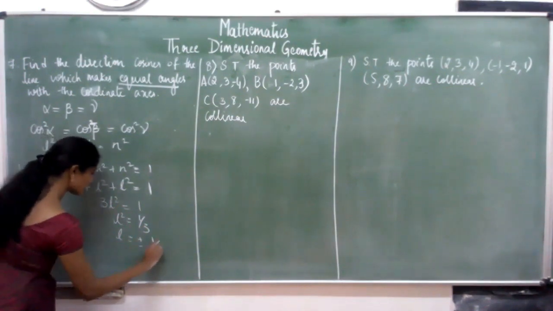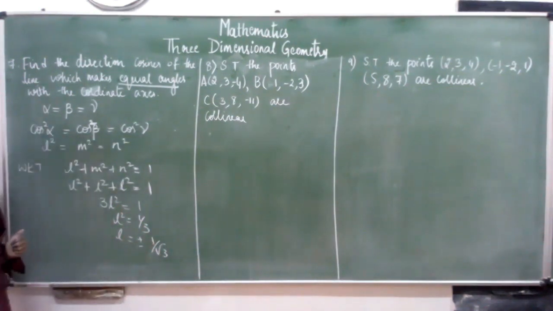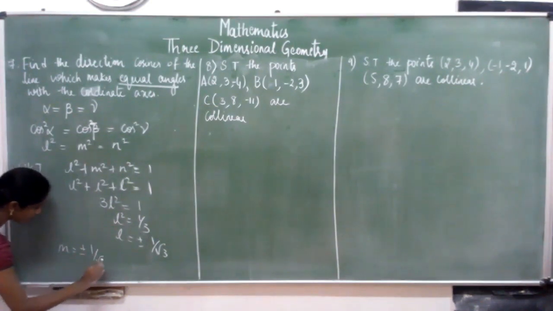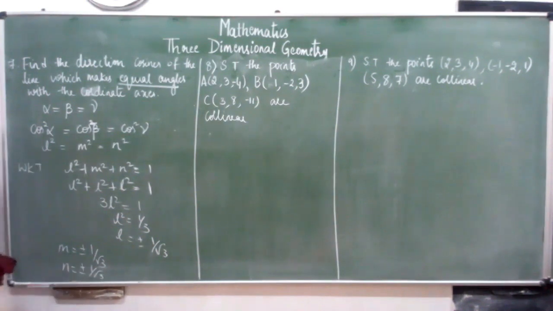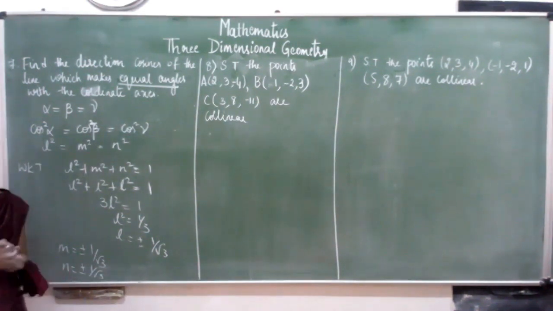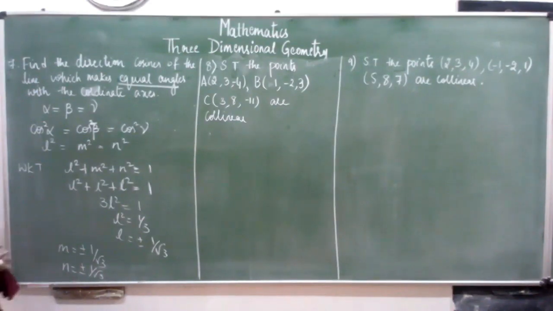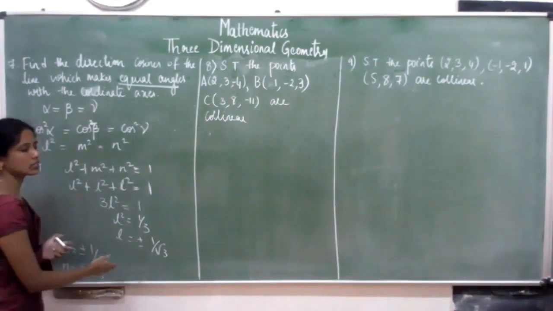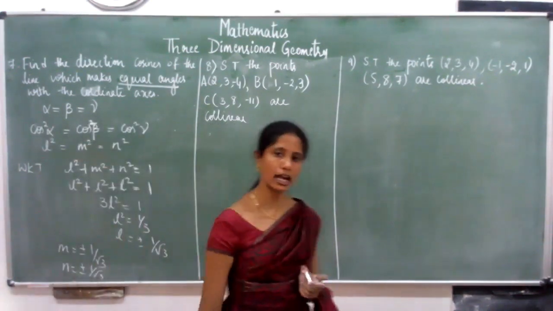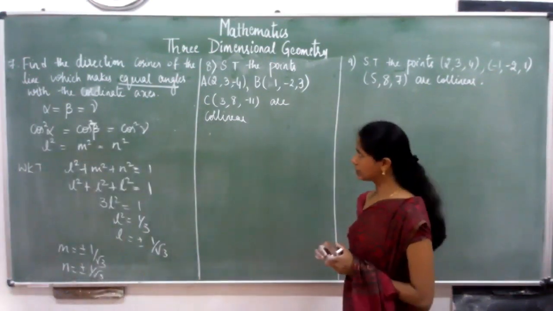L is equal to plus or minus 1 by root 3. If L is equal to plus or minus 1 by root 3, what is the value of M? Definitely M is also equal to plus or minus 1 by root 3 and N is also equal to plus or minus 1 by root 3. And what are L, M and N? They are nothing but our direction cosines. Therefore, the direction cosines are plus or minus 1 by root 3, plus or minus 1 by root 3 and plus or minus 1 by root 3.